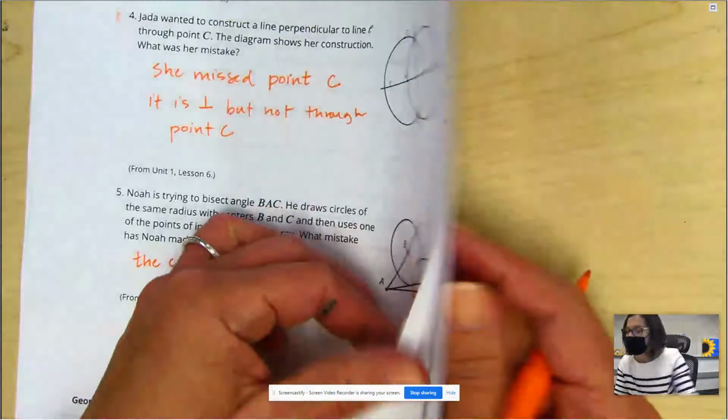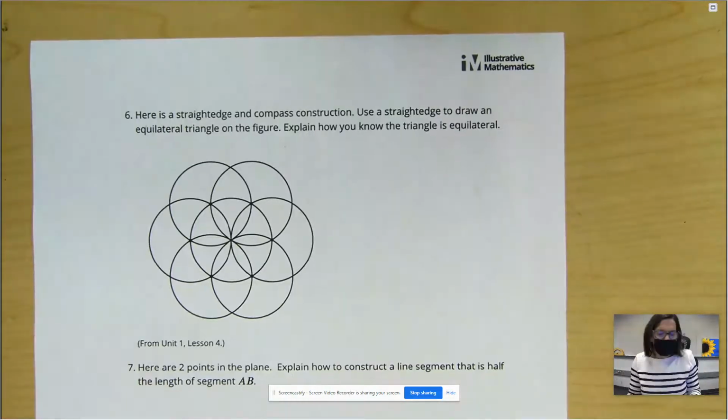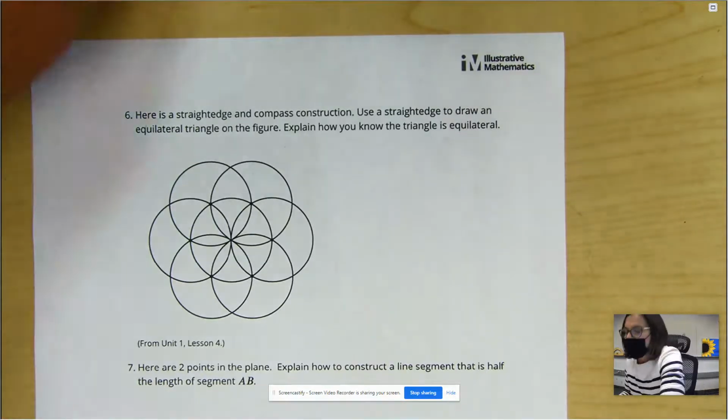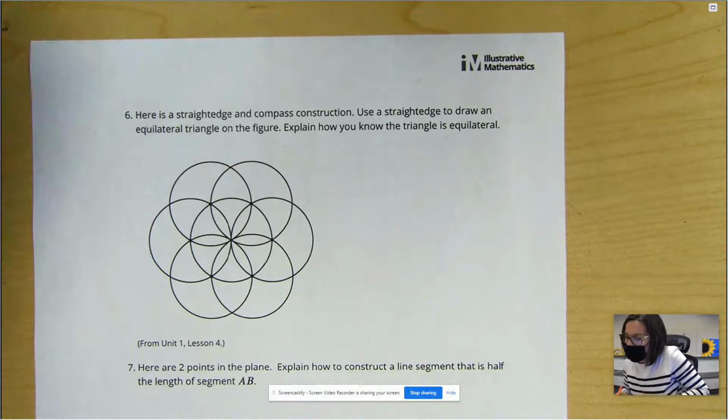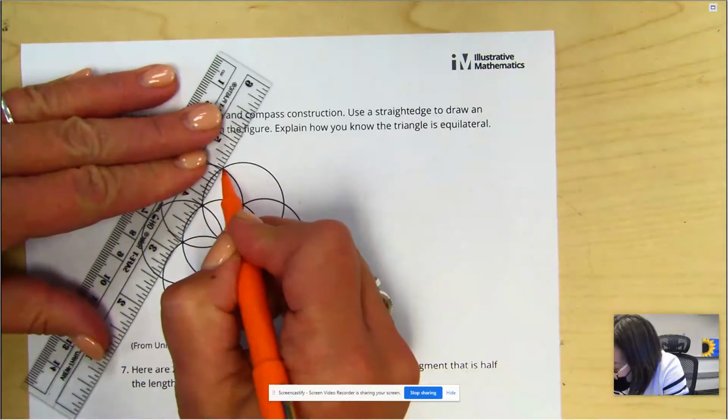All right, number 6. Here is a straight edge and compass construction. Use a straight edge to draw an equilateral triangle. So there's lots of them in here. And then explain how you know it's equilateral. I'll just do a little guy. There's lots of them.